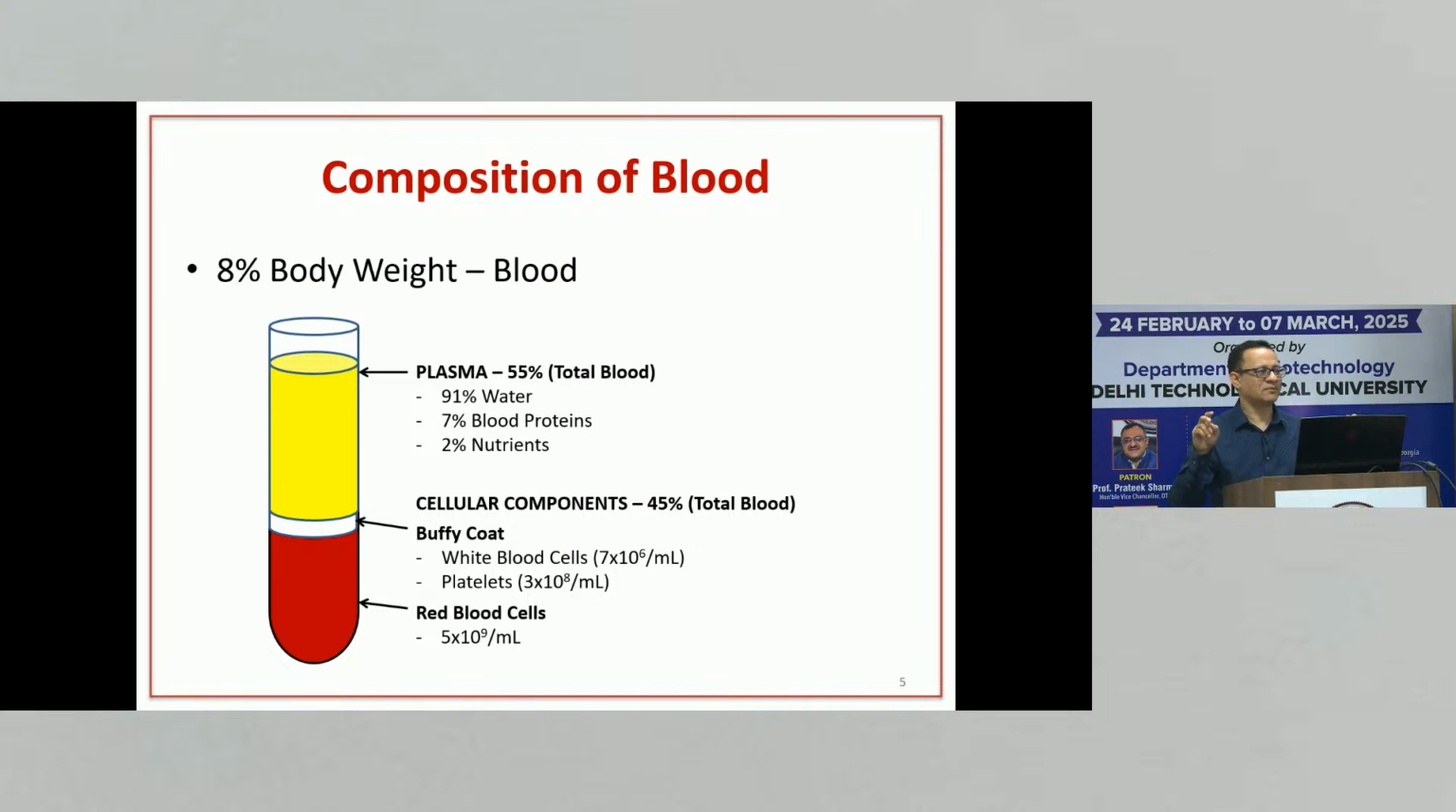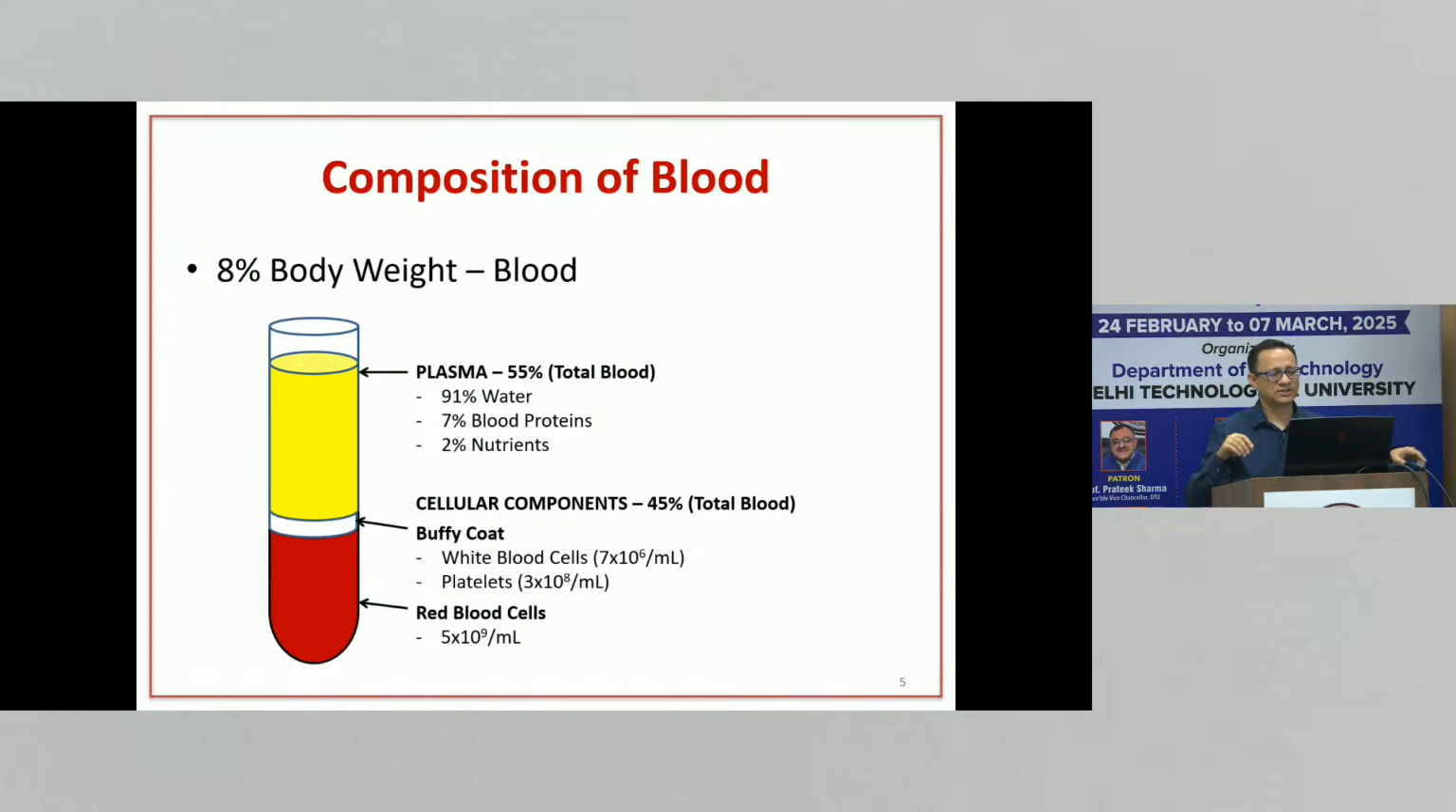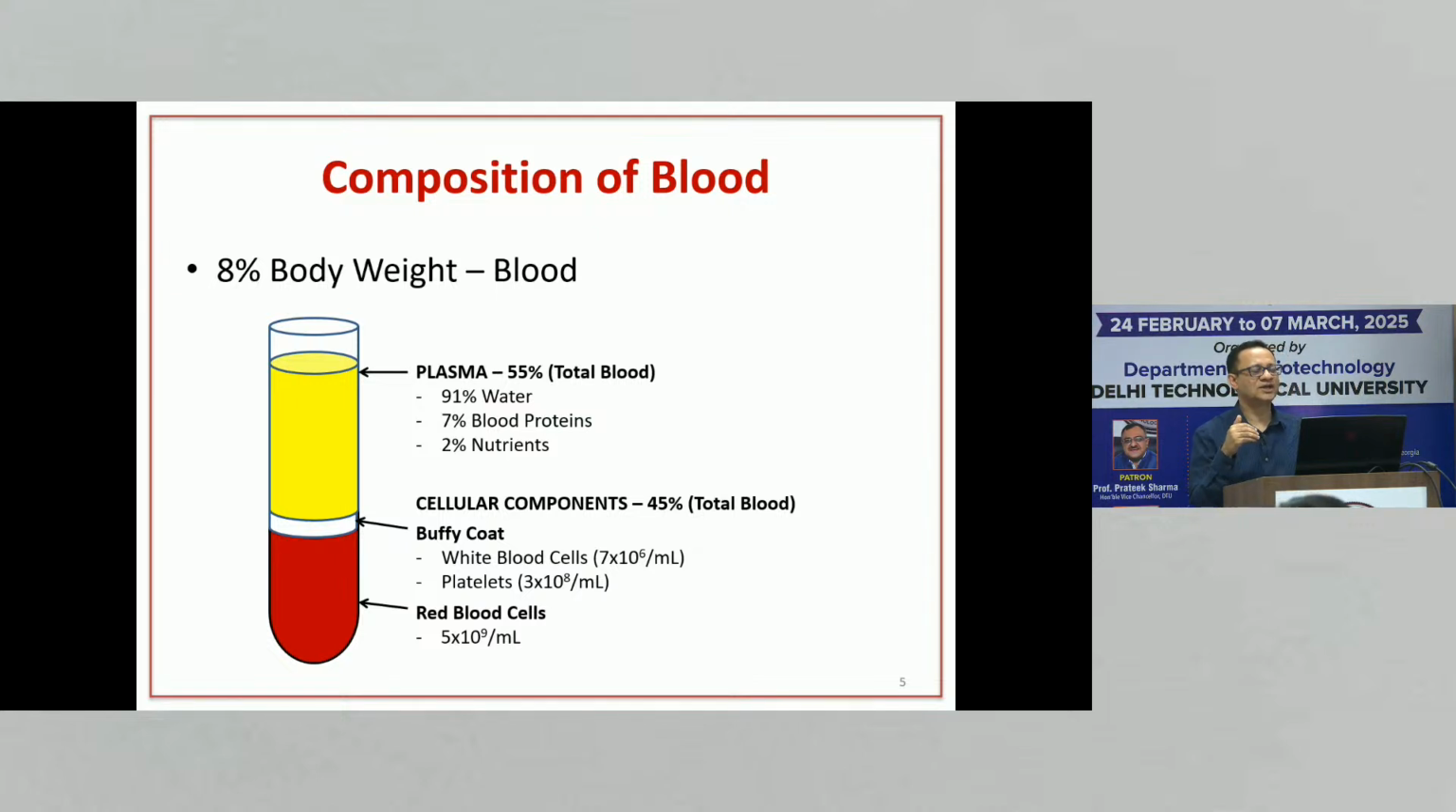Approximately in our blood, we have approximately 3 × 10⁸ platelets per ml. Now that's platelet rich plasma. It can be 4 × 10⁸ also, but approximately that number. When I centrifuge it so hard, when I get platelet poor plasma, what do you think the platelet count is in platelet poor plasma?